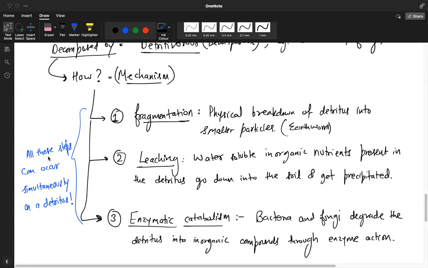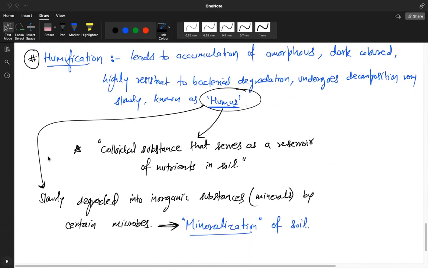Okay. So they degrade the detritus into inorganic compounds through enzyme action, not by physical breaking or by leaching, but by biochemical interaction. The last thing we studied in the last class was humification of soil. So for that, we defined first what is humus. Humus is an amorphous, dark colored and highly resistant compound, which is highly resistant to bacterial degradation.